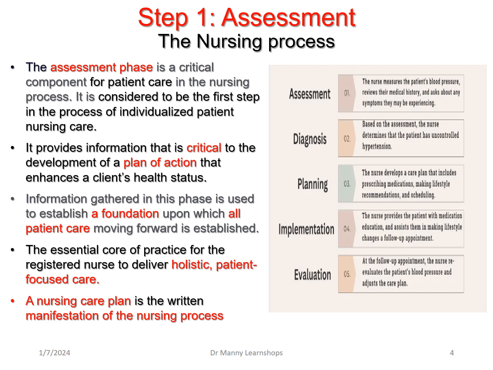So let's review again. Step one is assessment. It's a critical component, and it's considered to be the first step in the nursing process. Ultimately, it will help generate a nursing care plan, which is a written manifestation of the nursing process. There are 5 components to it, which we will discuss in later sessions: assessment, diagnosis, planning, implementation, and evaluation.